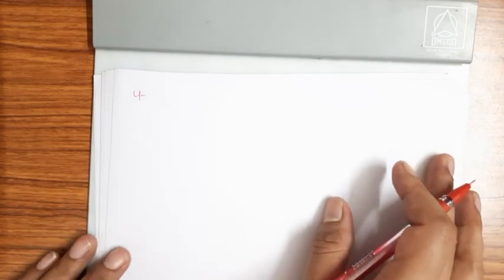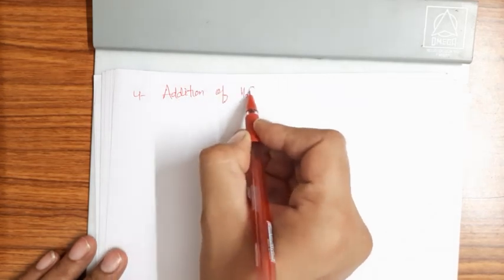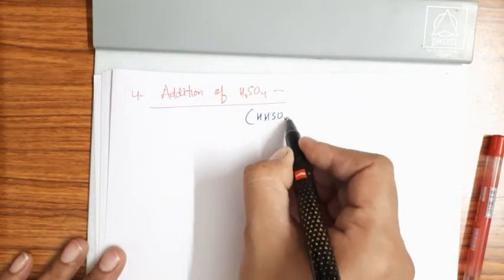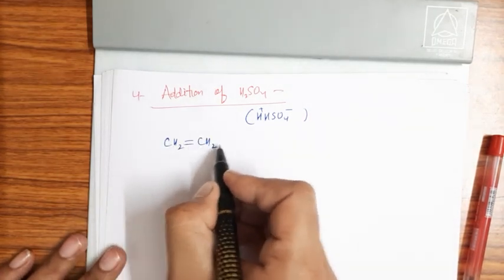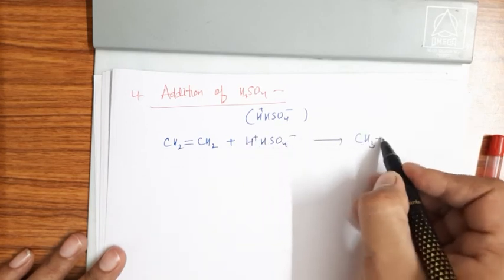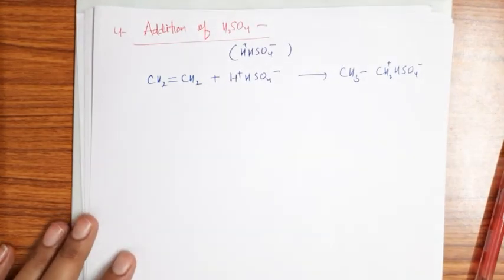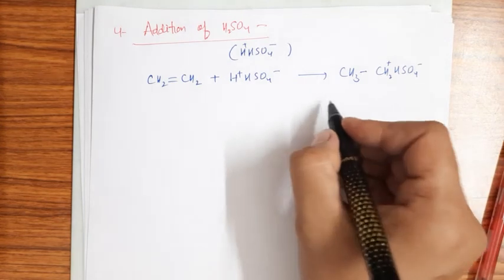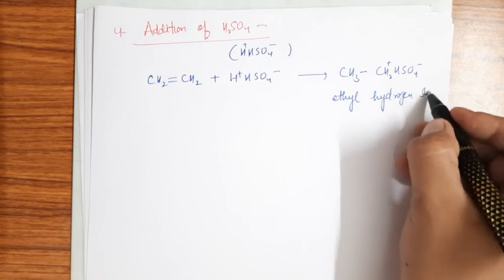Now the fourth reaction is the addition of H2SO4, sulfuric acid. Sulfuric acid, the simple way is you can write it in this form, H plus HSO4 minus. So if we react it, then simply we will get CH3CH2HSO4, right? In this way we will get the product. So the name of the compound is ethyl hydrogen sulfate.